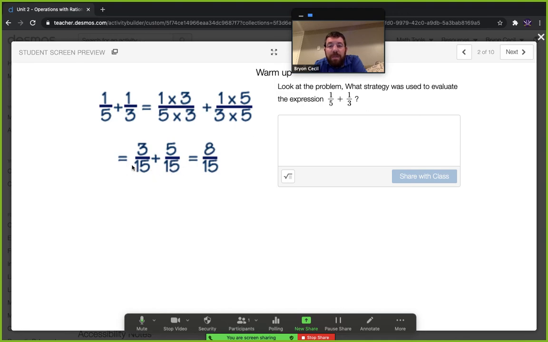Now that we have a common base, we can just add across the top. So 3 plus 5 gives you 8 over the 15. Of course, you would reduce, if possible, that final answer. Okay?